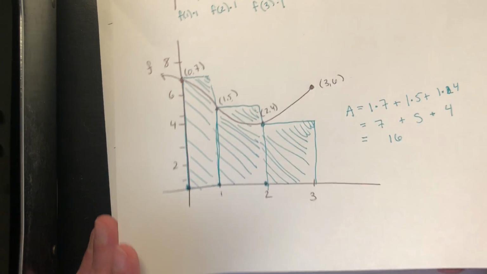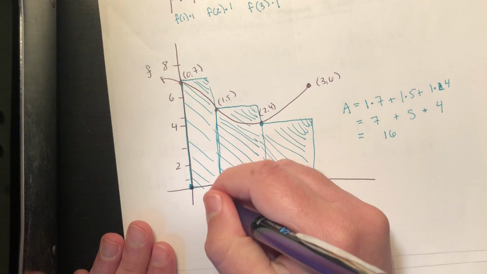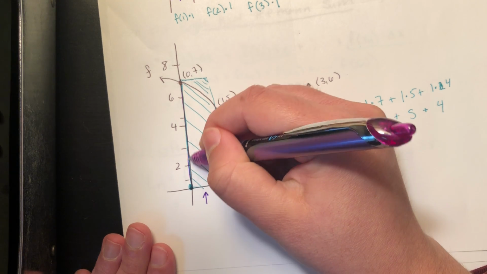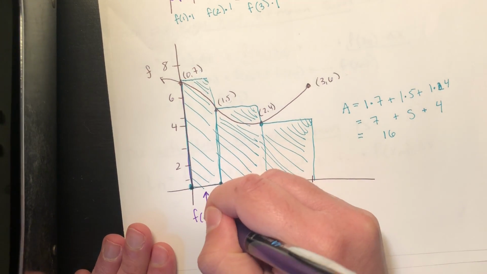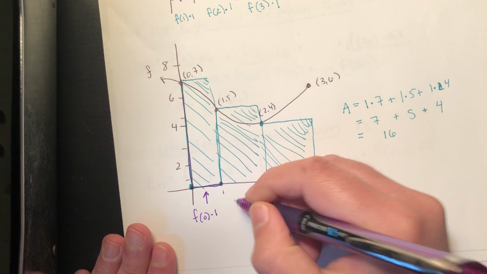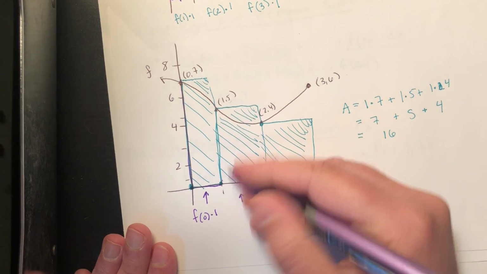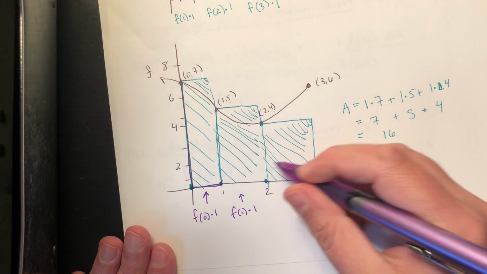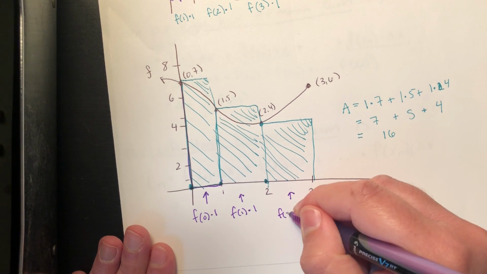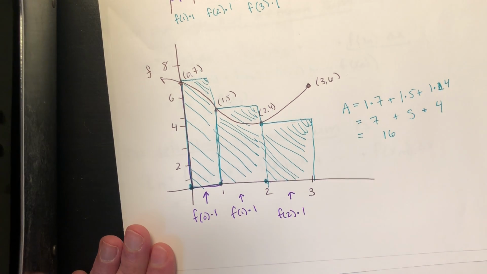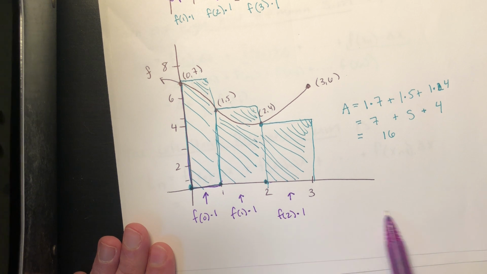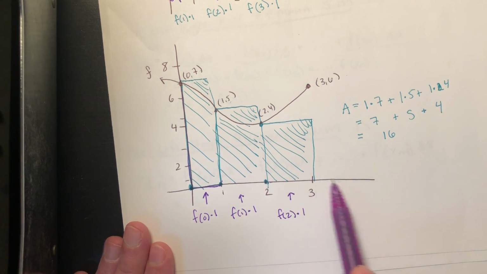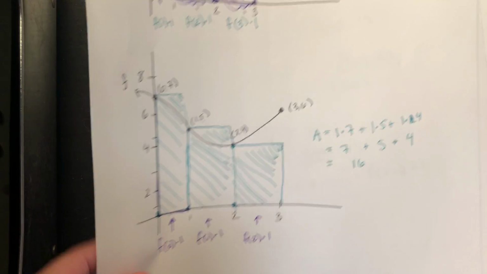If we go back to this first example here, this is exactly what we were doing. Let's see, the height of this box was f of 0 times the base of the box, which was 1. In this second rectangle, the height of the box was f of 1. We multiplied that by the base, which was again 1. And finally, the height of this last rectangle was f of 2 times the base, which was again 1. So in this example, what we were doing is finding the left-hand Riemann sum with 3 rectangles, so our n would be equal to 3.